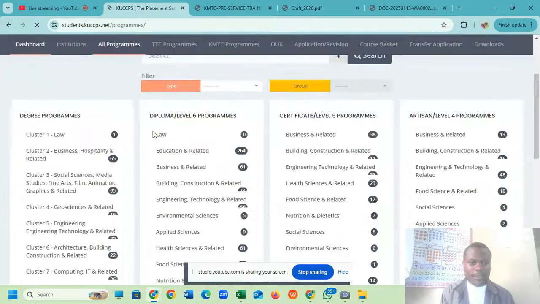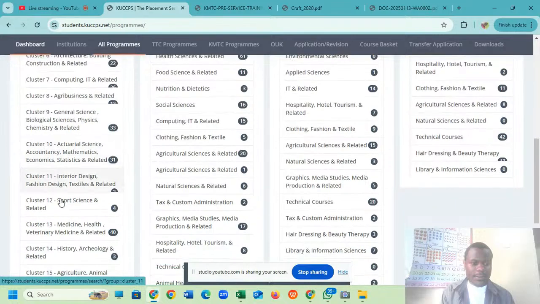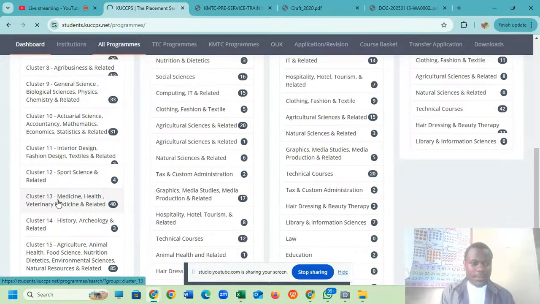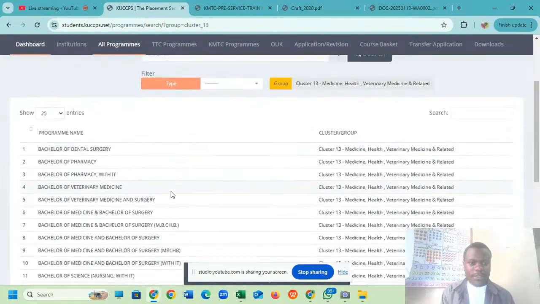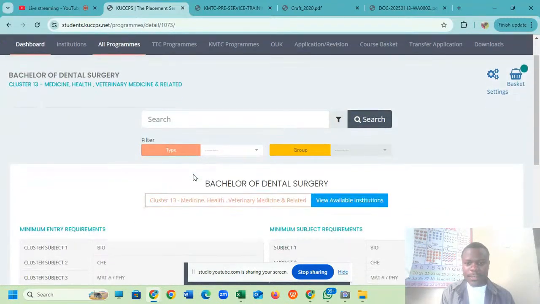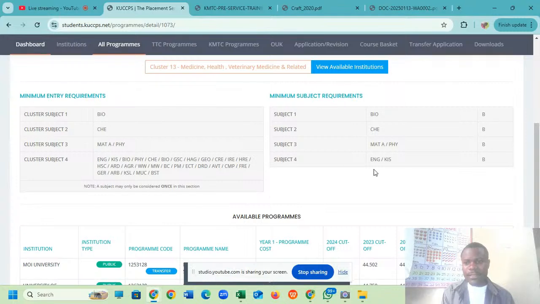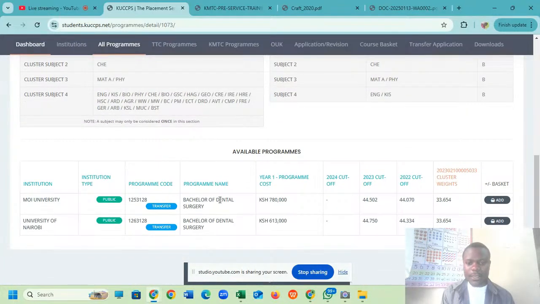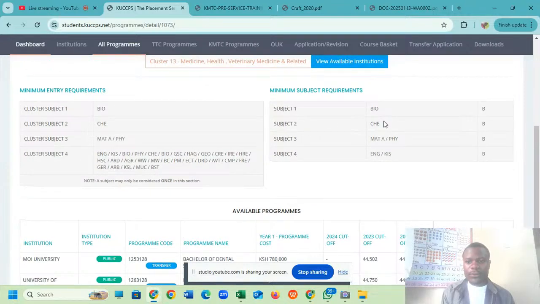Let's take an example of cluster 13. Cluster 13 here is for medicine related courses. So for example, Bachelor of Dental Surgery here, subject requirements, biology is a must. So if you did not take biology back in high school, you will not be able to apply for Bachelor of Dental Surgery. So chemistry, a B plain was a must. Biology, a B plain was a must. Physics, B plain was a must.